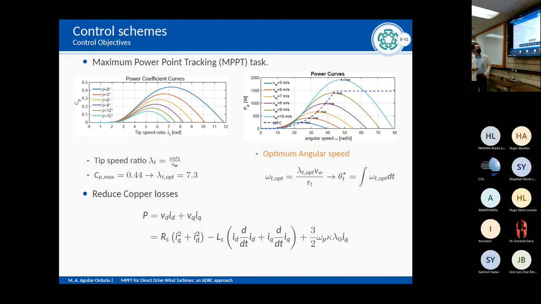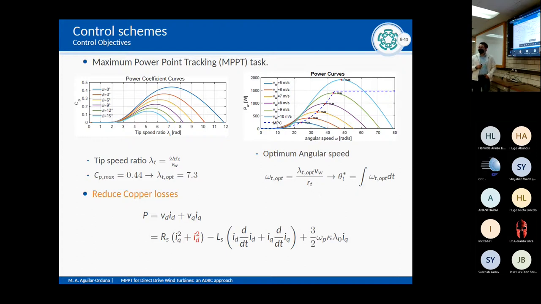We can notice that if we vary the angular speed at different wind speeds, we obtain a set of maximum power points. And the set of all these power points gives the so-called maximum power curve. This is our desired reference.